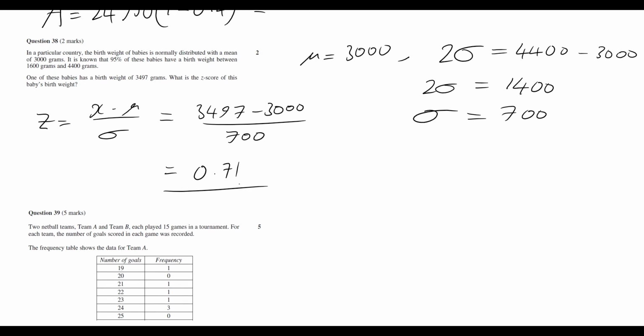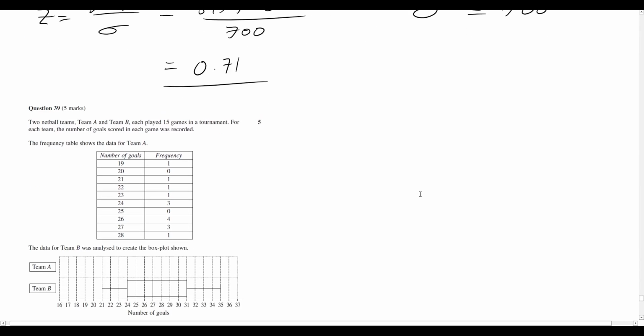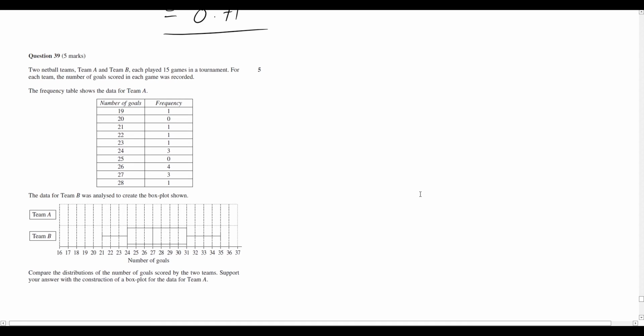And that's our answer there. Now, question 39. This one is a little bit of a doozy of a question. It's 5 marks. So 2 netball teams, Team A and Team B, each played 15 games in a tournament.